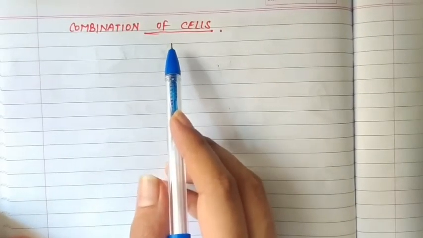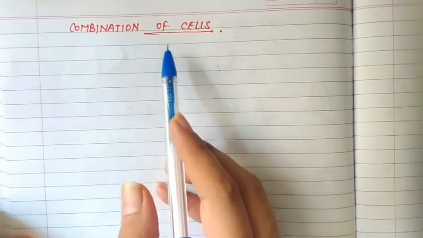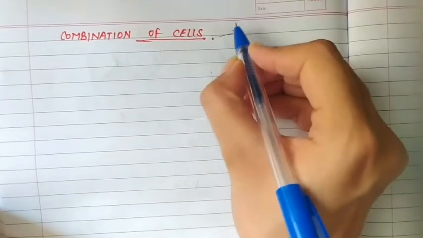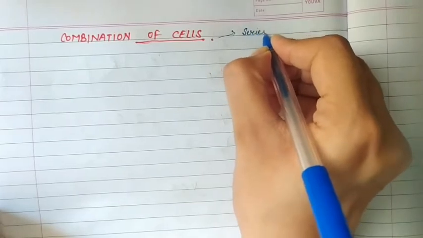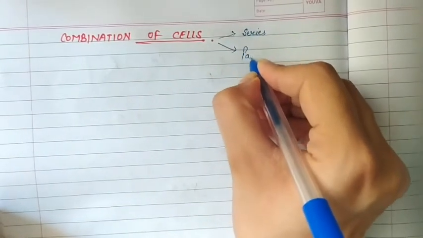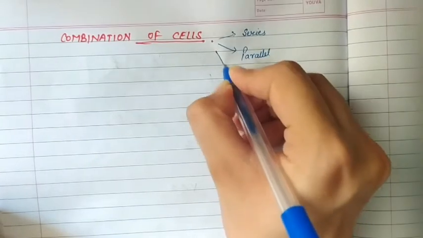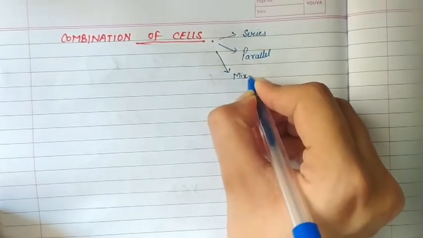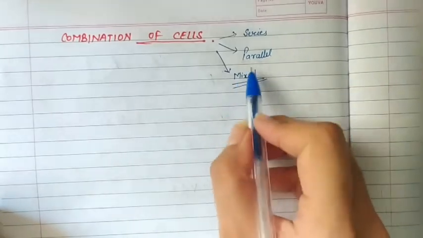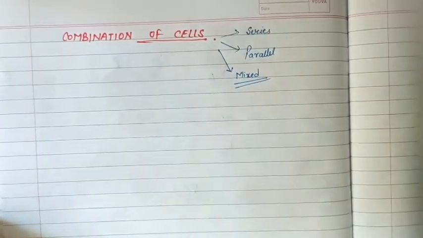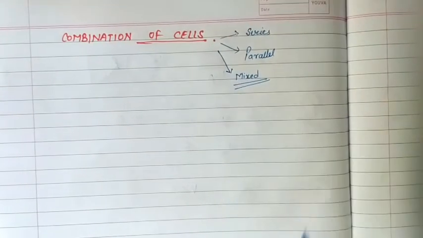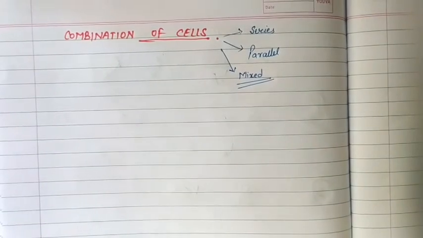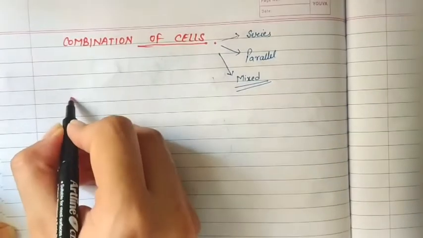A combination of cells is called a battery. So battery is the name for a combination of cells. Now this combination can be in the form of series, similar to that of resistances. It can be in the form of series, or in the form of parallel, or mixed. Mixed is when we use both together. So one by one we have to study both formats, combination in series and combination in parallel. First let's talk about the cells in series.